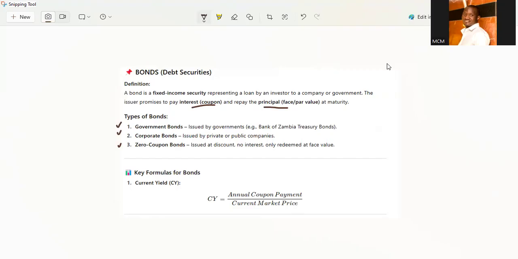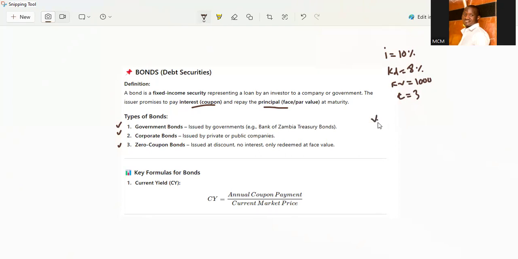So the simplest way of calculating the value of the bond is as follows. Suppose you're given a coupon interest of 10%, a market rate KD of 8%, and the bond has a face value of 1,000. And the time for this bond is 3 years. So you are being asked to calculate the value of the bond.